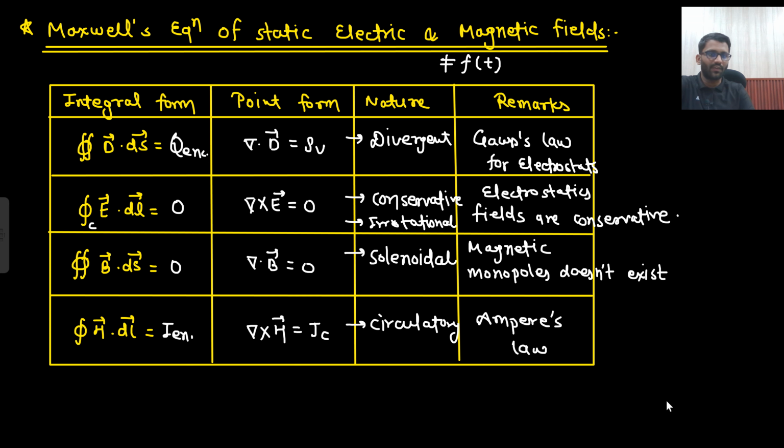So this is the end of our first lecture. In this lecture, we have studied the Maxwell's equations for static electric field and magnetic field. So we have studied Maxwell's equations for static fields. Now we will study time varying fields. So in the next lecture, we are going to study time varying fields.